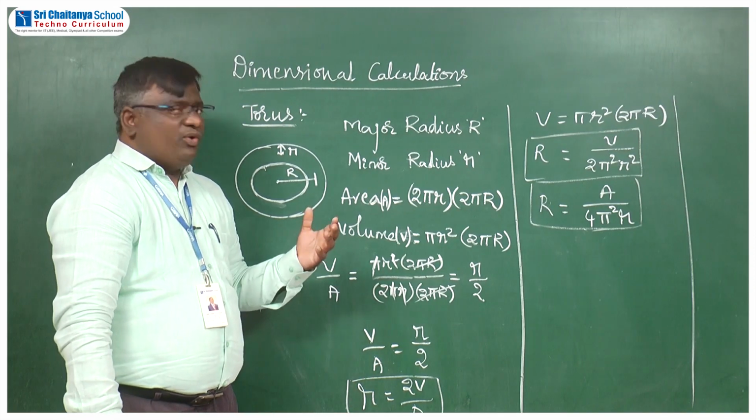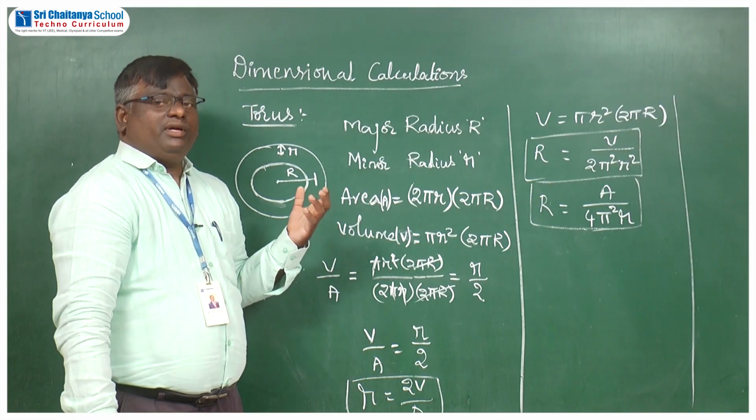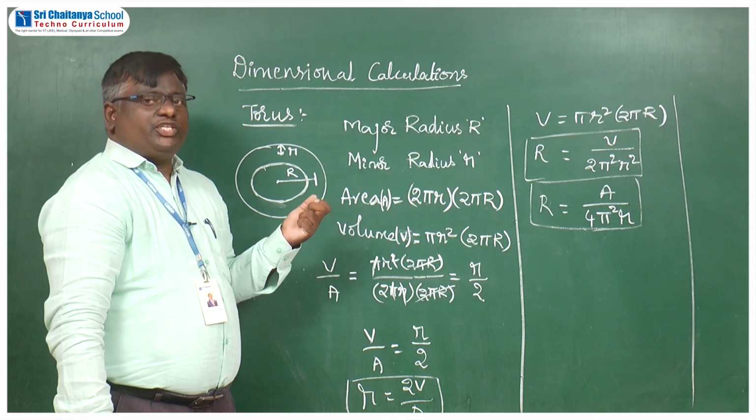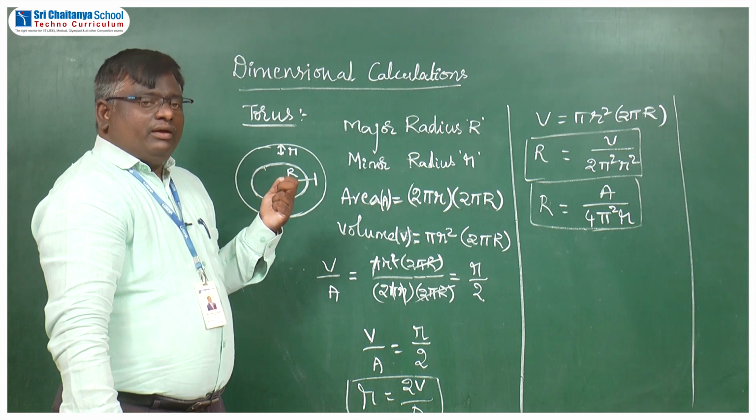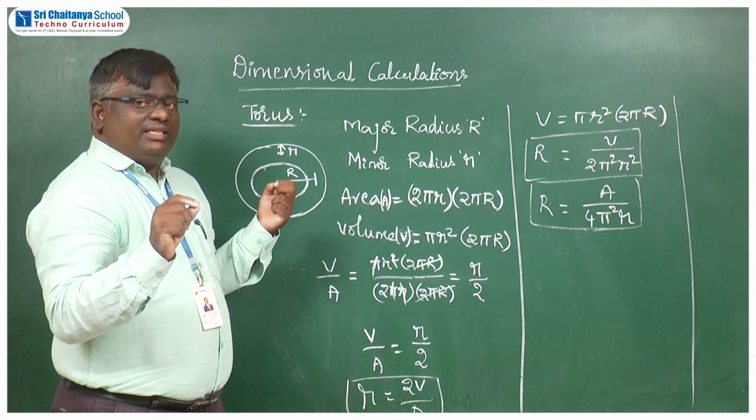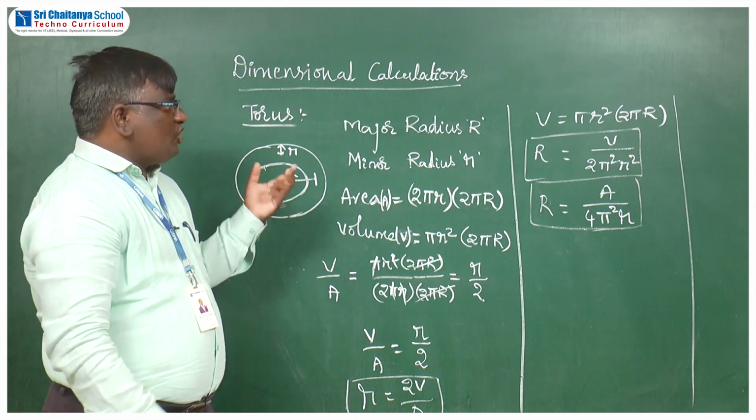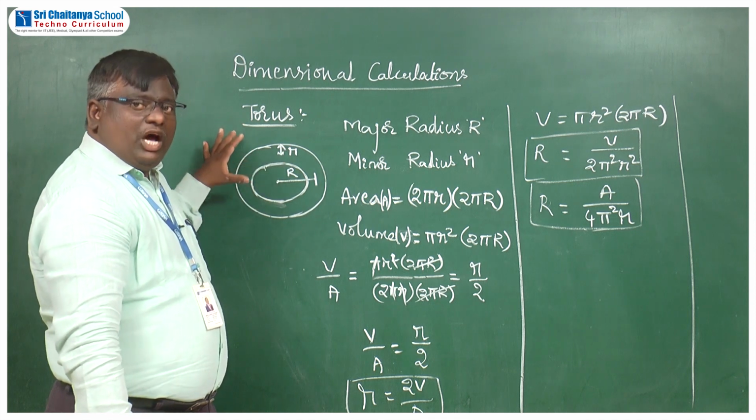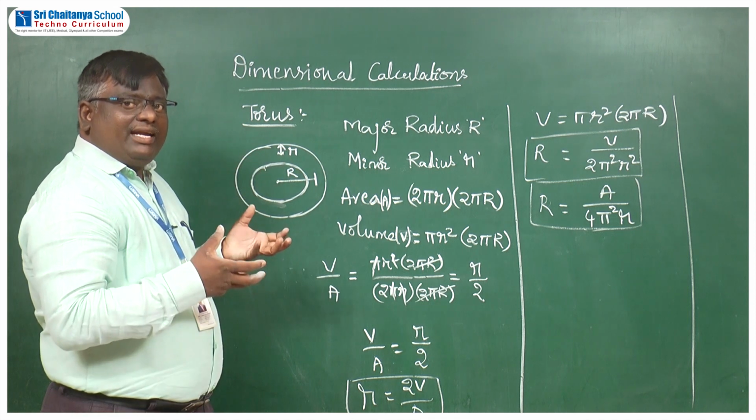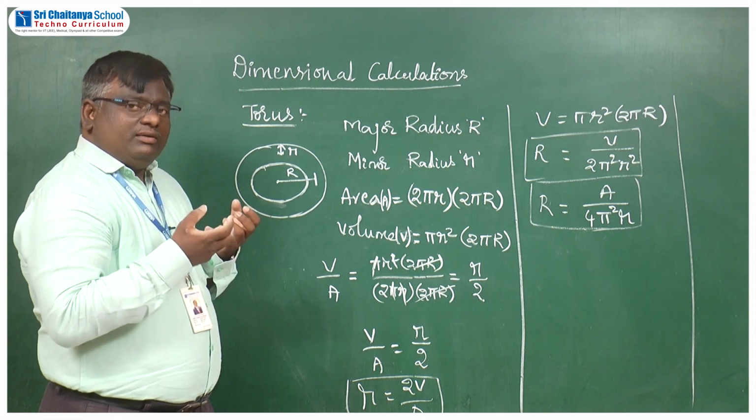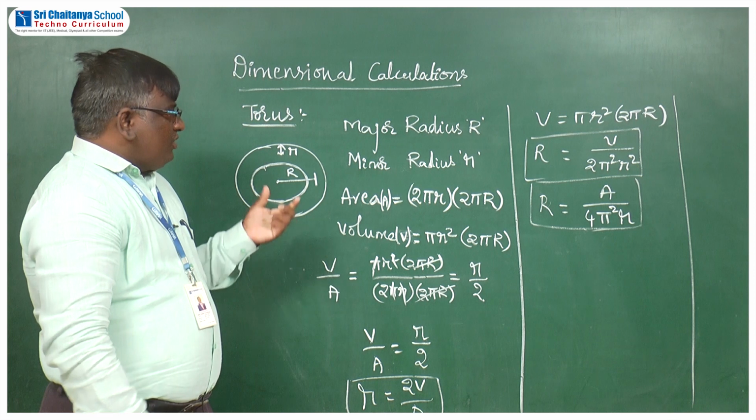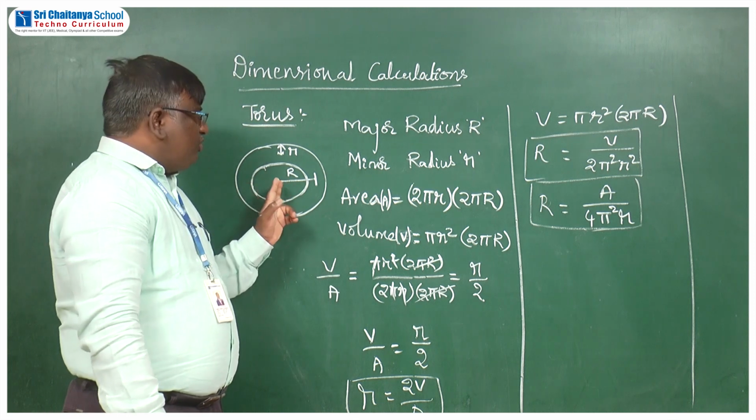Now, we are going to calculate the dimensions of the third shape, which is very, very important in designing and structuring the space colony or space hotel, that is torus. So, torus is a donut shape or an inflated tube, cycle tube or bike tube or car tube, you can say. So, this is the shape of the torus. It will have two radii.